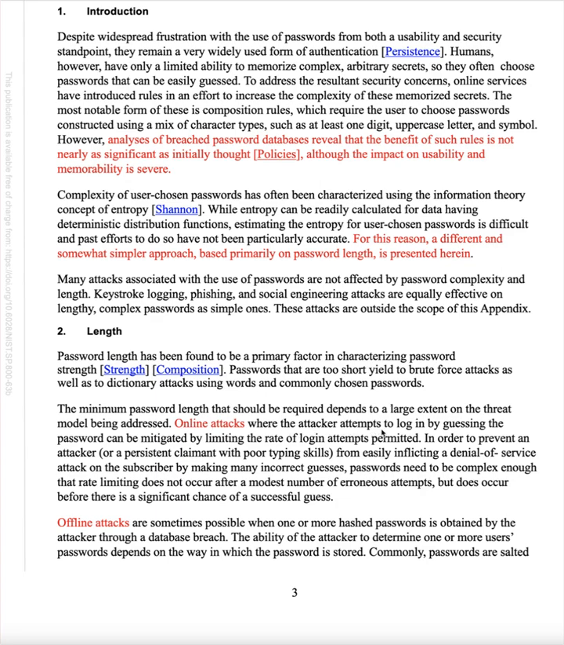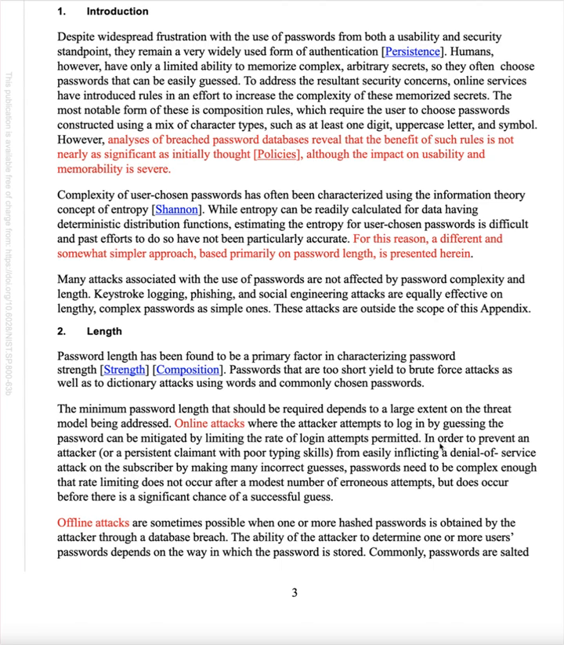Online attacks, where the attacker attempts to log in by guessing the password, can be mitigated by limiting the rate of login attempts permitted. For example, generally you have seen that after 2 to 5 attempts, depending on the significance of the data being protected, the users are restricted for some time, and after every unsuccessful attempt, that time window increases.